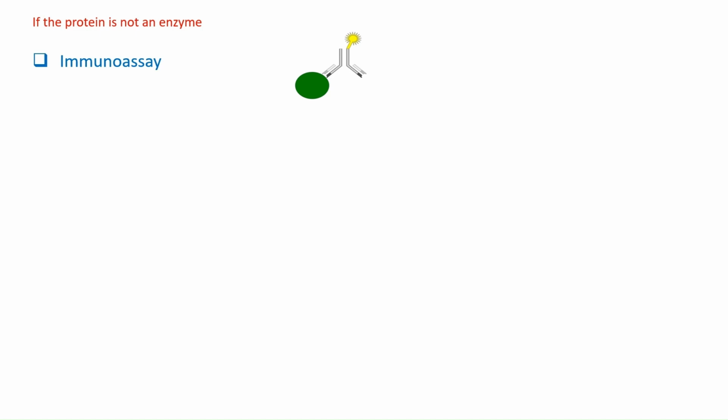Immunoassay means if our protein is an antibody, then we can react the antibody with its respective antigen. Now, this antibody and antigen interaction can be easily quantified because it is observable. So this is known as immunoassay if our protein is an antibody.